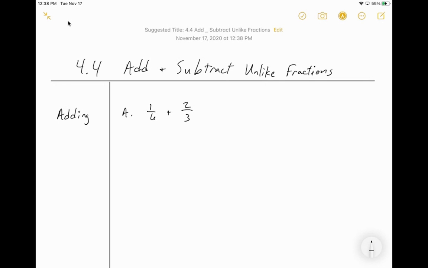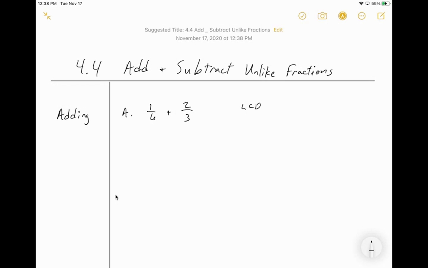All right, so what we can see here is we have two fractions. One has 6 as the denominator, one has 3 as the denominator. So we can't just add across like we did yesterday. We can't just say 1 plus 2 is 3 and that's it, because we have a 6 and a 3 different on the bottom. So what we need to find is the LCD, right? The least common denominator, the number that they both have in common, both 6 and 3.